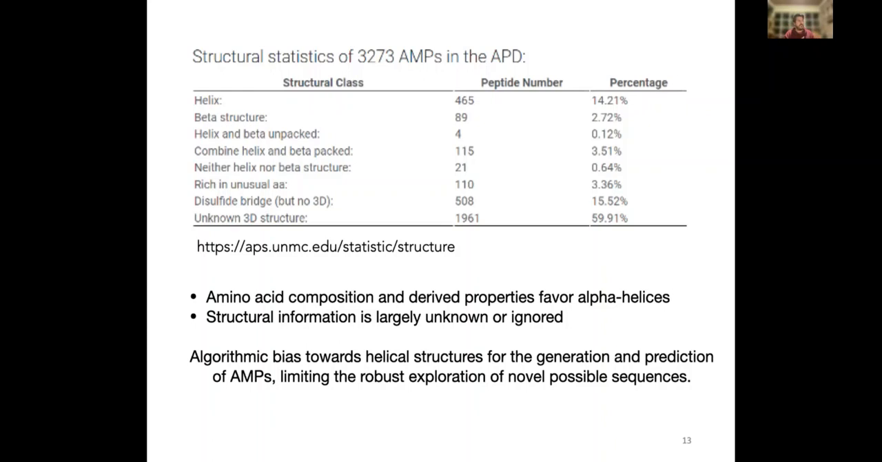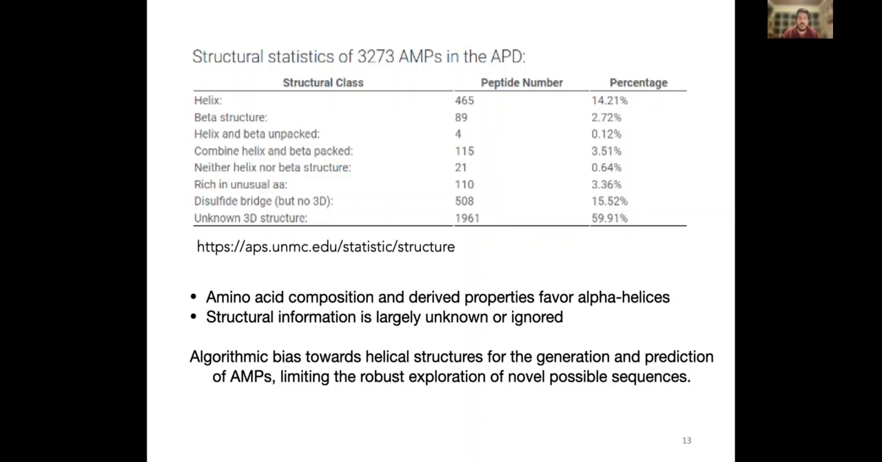And so the perception is that the structural information is largely unknown, and we may eventually have an amino acid composition and derived properties that will favor alpha helices. So we were wondering about the database that we're using, because most of the machine learning algorithms that we use are entirely based on sequences, and we don't know the structure in the first place, unless you apply AlphaFold or anything to your entire data sets. You will likely have in those training sets helical structures, mostly because they are largely represented.